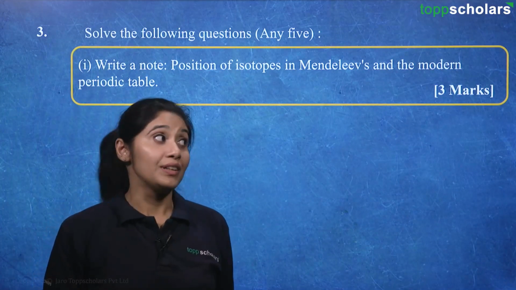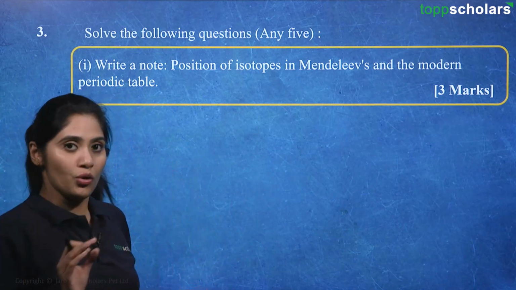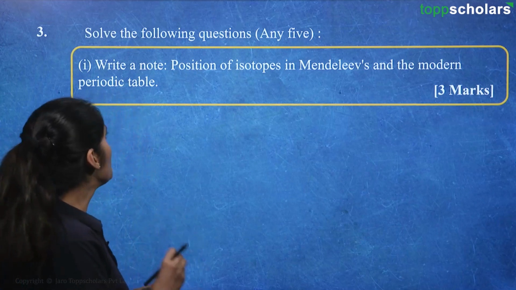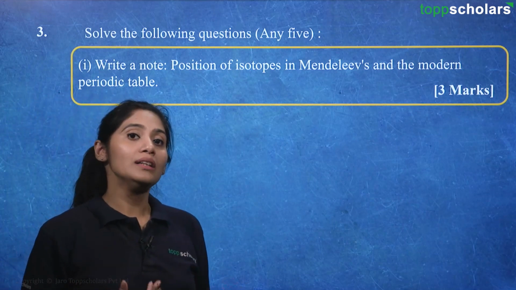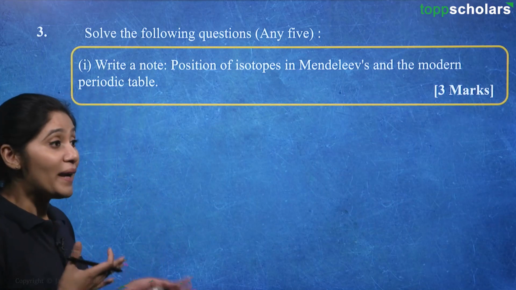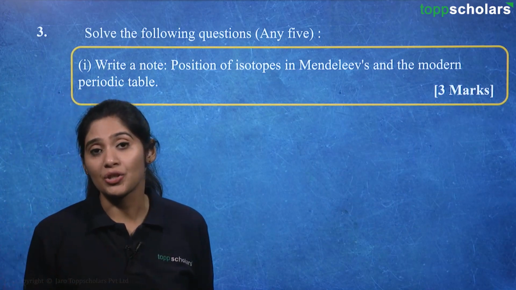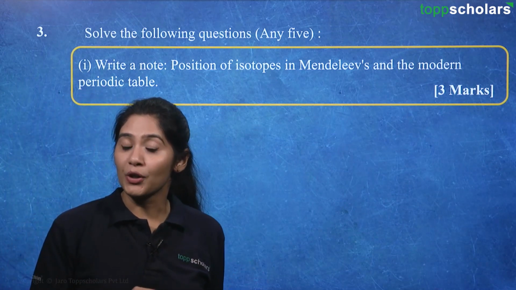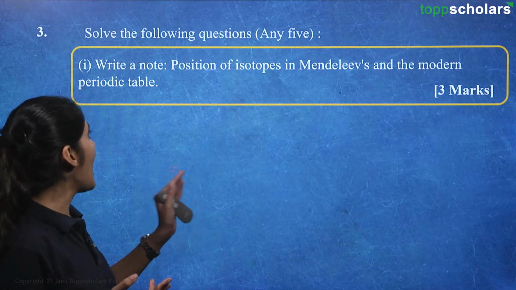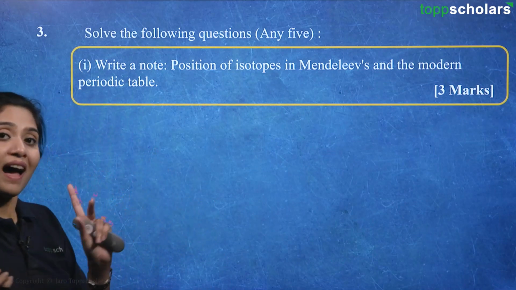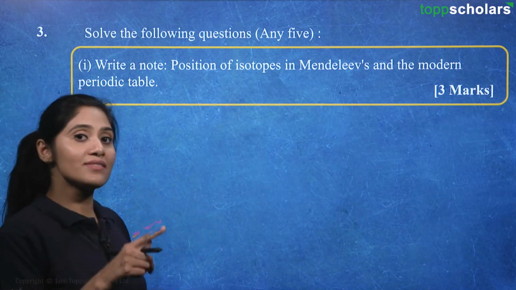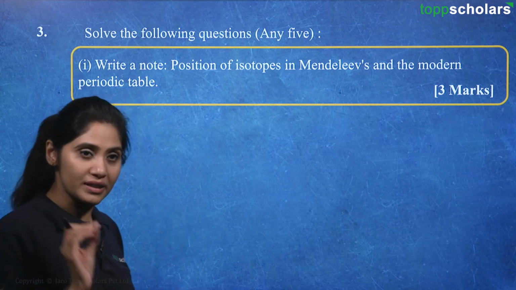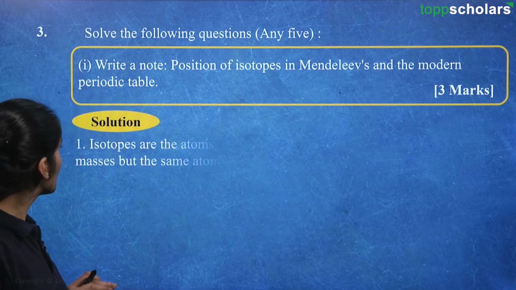So here we are with a 3-mark question. Write a note on the position of isotopes in Mendeleev's and the modern periodic table. We have all studied Mendeleev's periodic table and its transition to the modern periodic table. What were the merits and demerits of Mendeleev's periodic table and why was it changed? It carries 3 marks. It's very, very important. So let's see the solution.